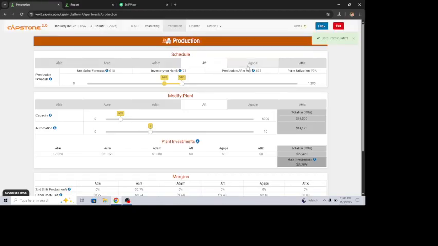And then we'll go to the next product, which is our final product, and it's Agape. So in Agape, we are not going to buy any capacity, and we are going to increase our automation to 3.5. And then for our capacity, we are not going to buy any capacity. We will retain our 600.